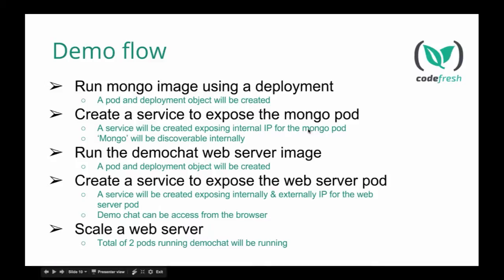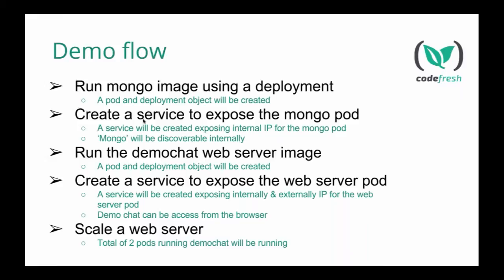The flow that we're going to go back to later on to see what we did. But the flow will be, after having both of these images, we will run the Mongo image first using a deployment. So basically, a deployment will be created, and this deployment will spin up a pod for the Mongo image. We will then create a service to expose the Mongo pod internally.